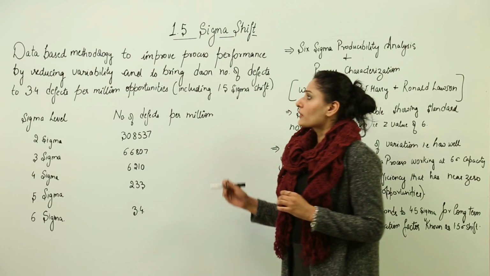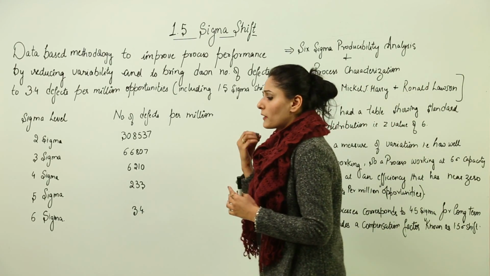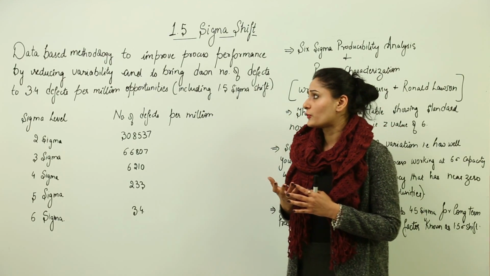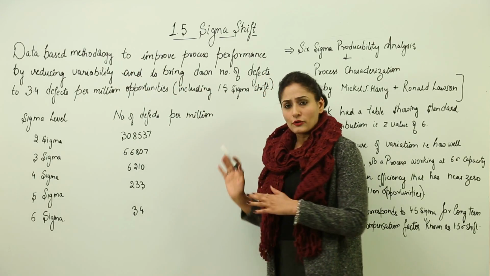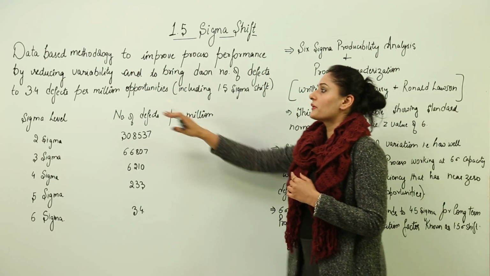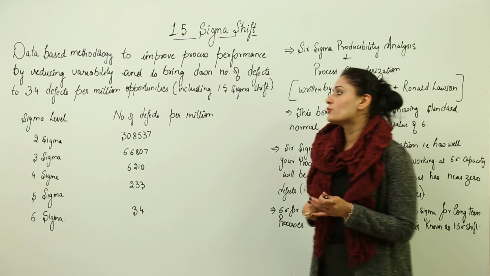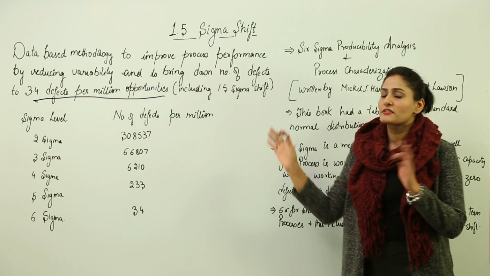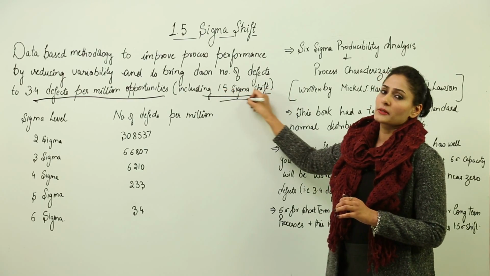Right, so coming back to the concept, and what we have known till now about Six Sigma, if you've seen my previous videos: Six Sigma is a data-based methodology to improve process performance. This is done by reducing variability and bringing down the number of defects to a certain number, that is 3.4 defects per million opportunities. This is our target, and this includes the 1.5 sigma shift.